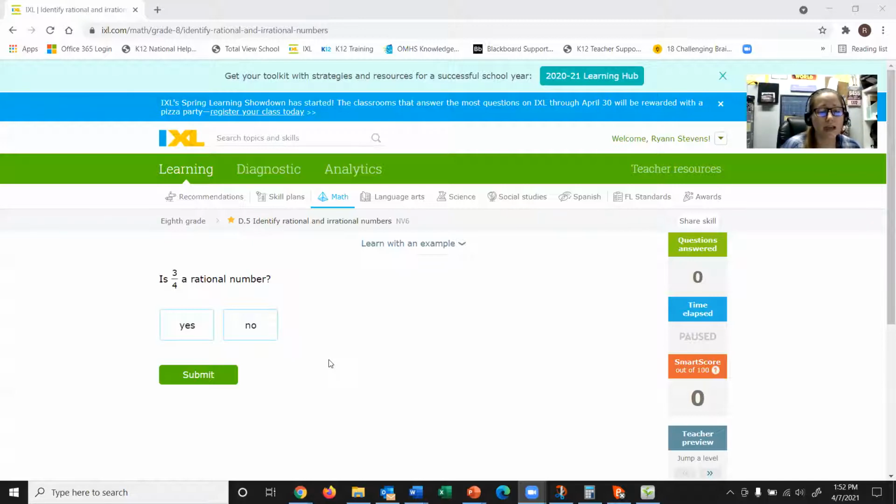Some questions might ask if it's a rational number, and then some questions might also ask if it's an irrational number. So it's very important that you're deciding if they want a rational number or an irrational number, and then that way you can look at that number and decide if it is or it's not. Okay, let's go ahead and take a look at some things to keep in mind and maybe some examples.